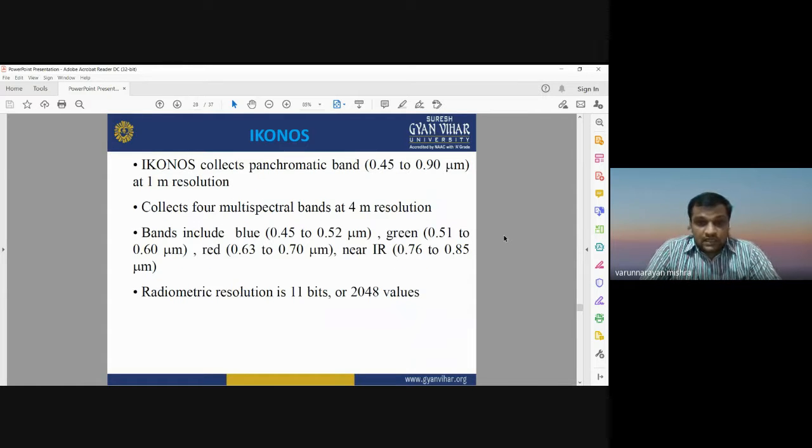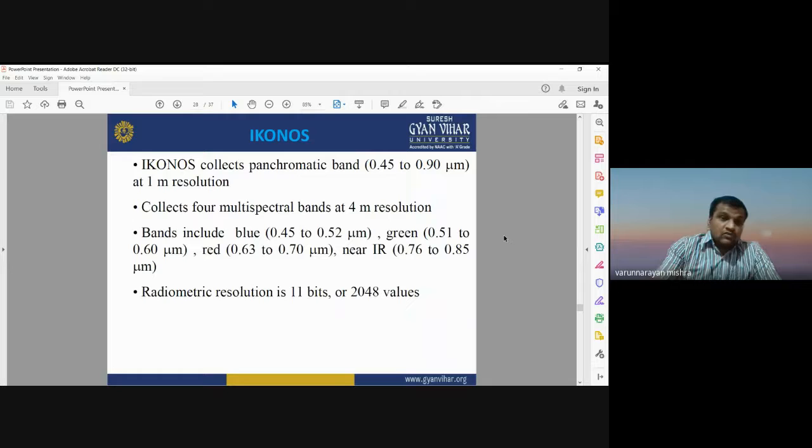The IKONOS sensor collects the images in two different modes. First mode is the panchromatic band. It collects the images in the panchromatic band whose range is around 0.45 to 0.90 micrometer. It has a very high spatial resolution of 1 meter.